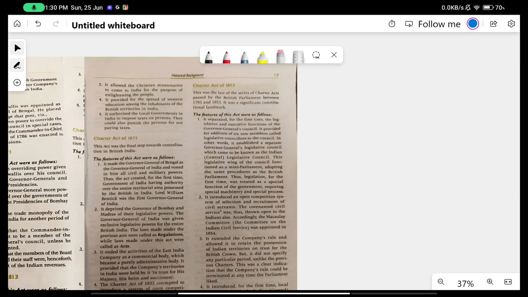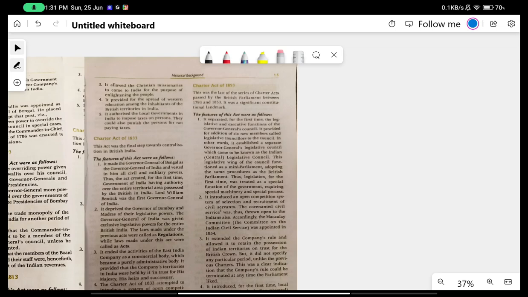It introduced a system of open competition for selection of civil servants. So in Indian civil services, only Britishers were allowed to take part. Only Britishers could sit in the examination for Indian civil services. But now they said that even Indians can come here. Even Indians can sit for the Indian civil services examination. But this rule was later removed because the court of directors negated it. They were against it.